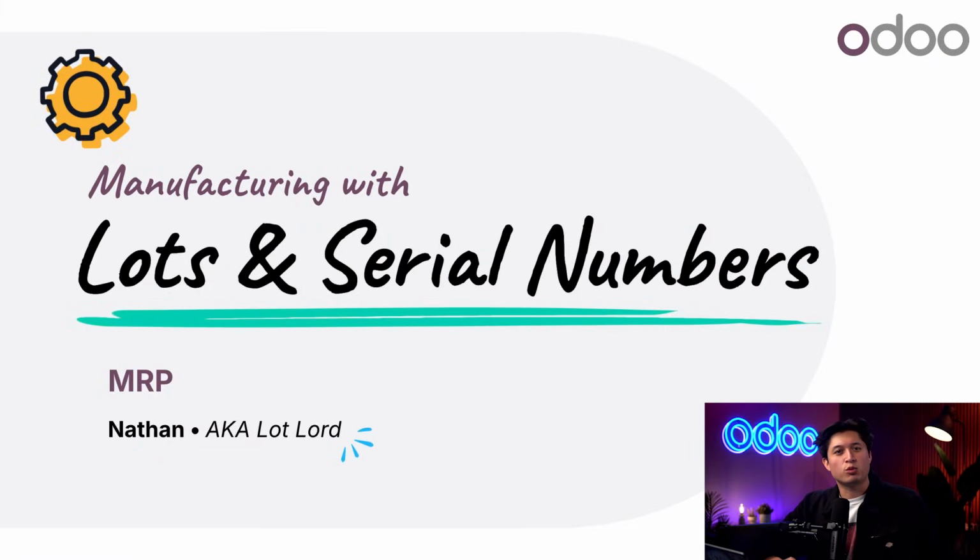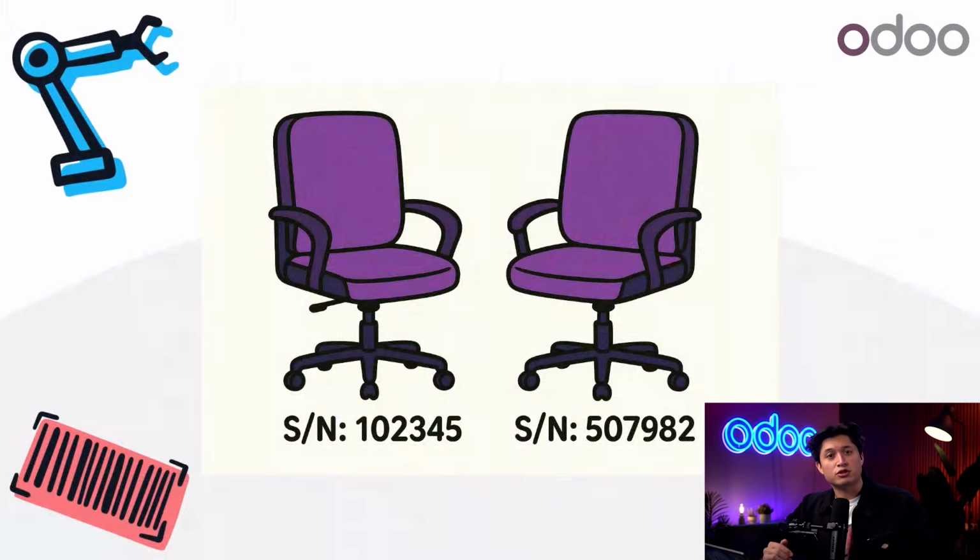Today, we're diving into one of the most powerful traceability features used across manufacturing, inventory, and quality control: lots and serial numbers. In manufacturing, accurate traceability is crucial at every stage, from production to storage to final delivery. Serial numbers allow you to track each finished unit individually through the entire process, ensuring complete visibility for every item that comes off the production line.